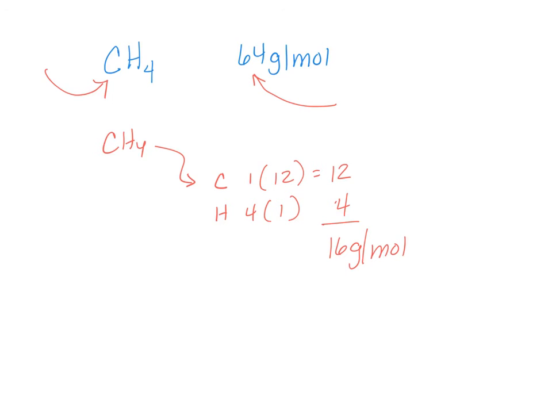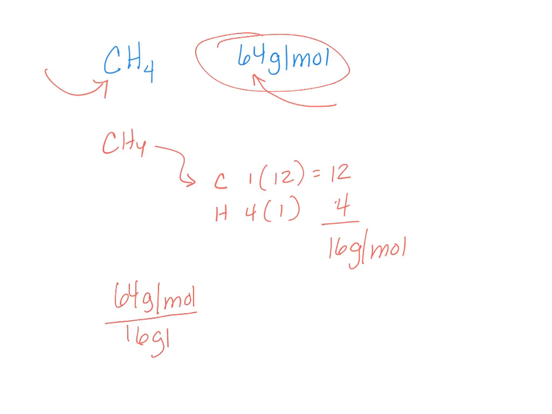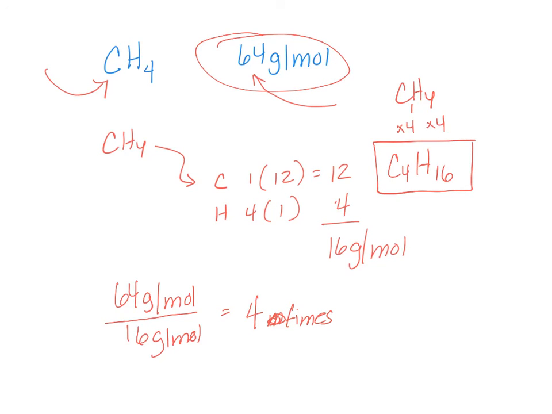Well, we can now take the 64, which is up here, 64 grams per mole, and if we divide that by 16 grams per mole, we will know that the molecular formula that we're looking for is 4 times larger than CH4. And as we saw from the previous slide, the molecular mass, which is the 64, correlates to how many times bigger the empirical formula will be. So instead of CH4, it would be CH4 times 4, so it becomes C4H16. And that is our molecular formula that has a molar mass, or a gram formula mass, of 64 grams per mole.